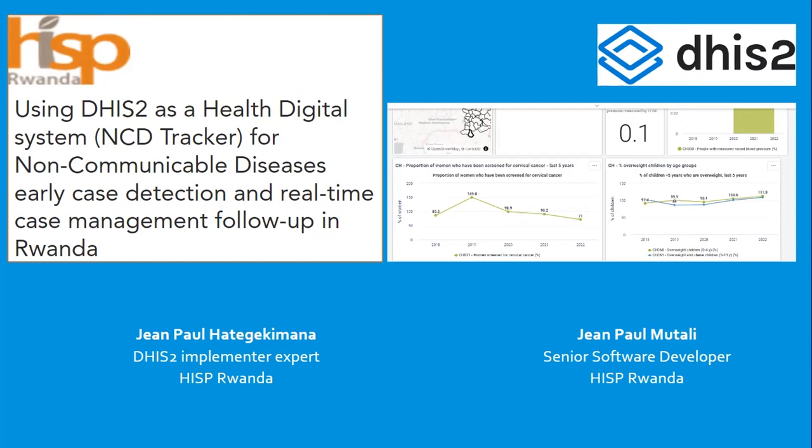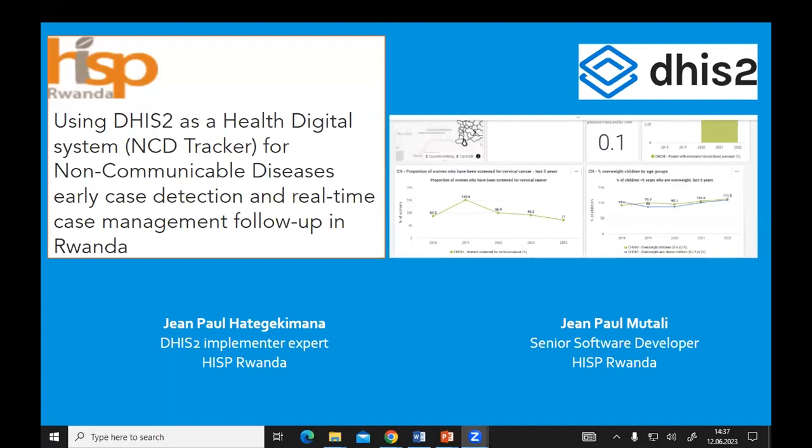Our presentation is about the abstract we have submitted, which is about the use of DHIS2 as a digital tool to help track non-communicable diseases for early case detection and real-time case management here in Rwanda. The use case is here in Rwanda, and for information, the NCD tracker is now in use. So we wanted to share with you how we have been collaborating with the Ministry of Health to implement this NCD tracker.